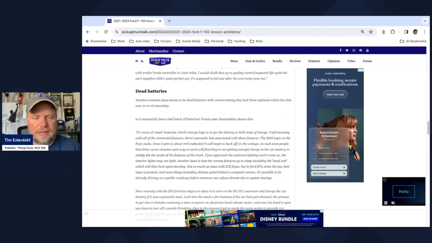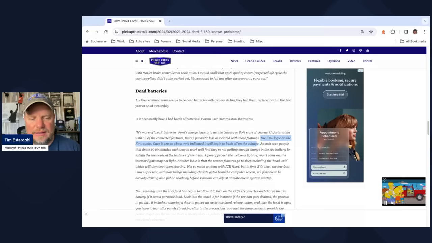And this gentleman, Hammond Man, says it's more of a weak battery situation. Ford's charge logic is to get the battery to 80% state of charge. Unfortunately, with all the connected features, there's a parasitic loss associated with those features. The BMS logic on the F-150 sucks. Once it gets around 70% indicated, it will begin to back off voltage. As such, even people that drive 15, 20 minutes each way to work will find they're not getting enough charge to the 12-volt battery to satisfy the needs of the features of the truck.